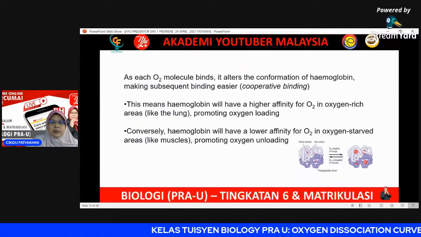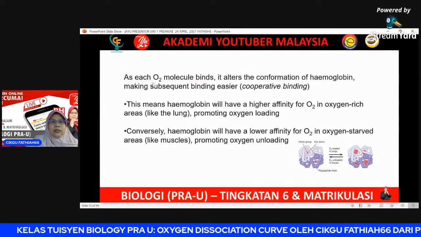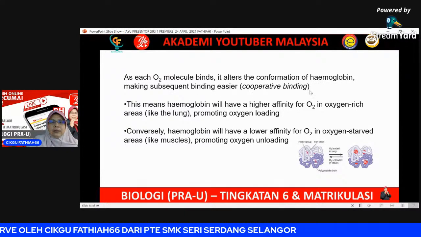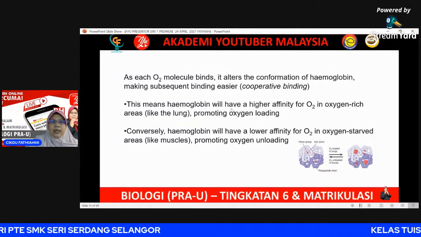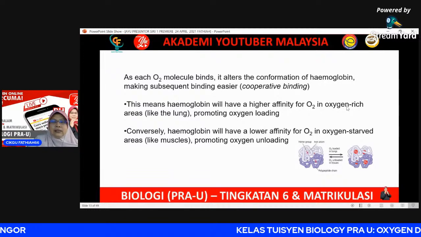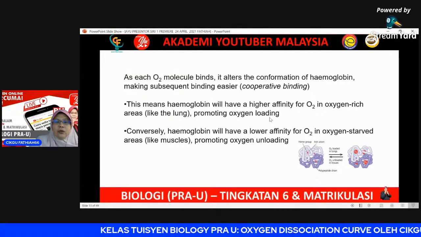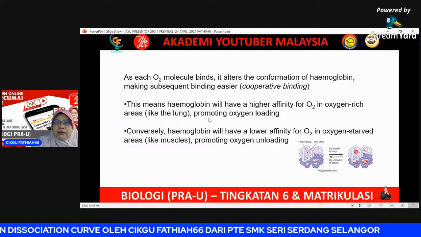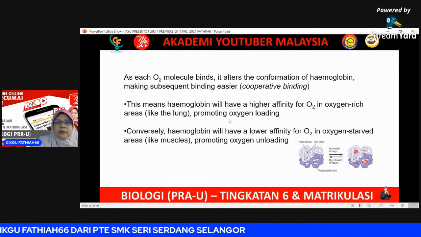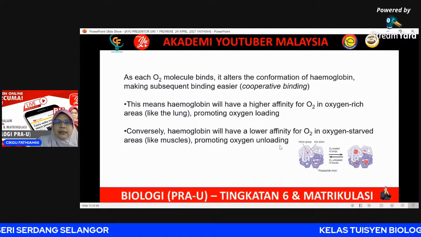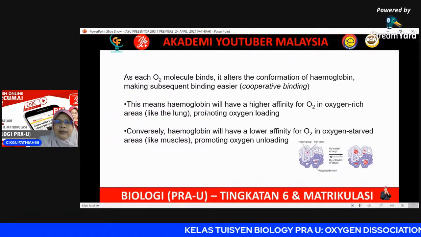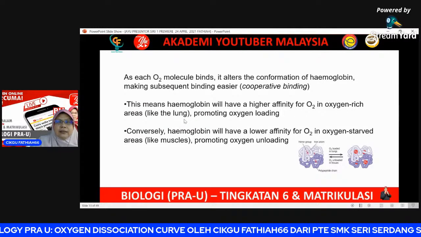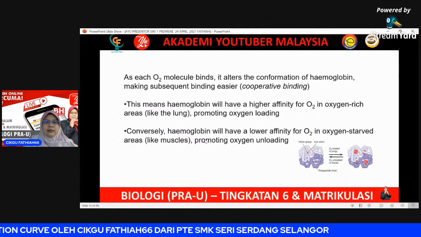For each oxygen molecule that binds, it will alter the conformation of hemoglobin, making subsequent binding easier. So the term is cooperative binding. It means hemoglobin will have a higher affinity for oxygen in oxygen-rich areas, like the lung, promoting oxygen loading. Just now, the teacher already mentioned that in the graph of the oxygen dissociation curve, there is a loading area and an unloading area. Loading area, why? The hemoglobin will have a higher affinity for oxygen in oxygen-rich areas, like the lung and the arteries.